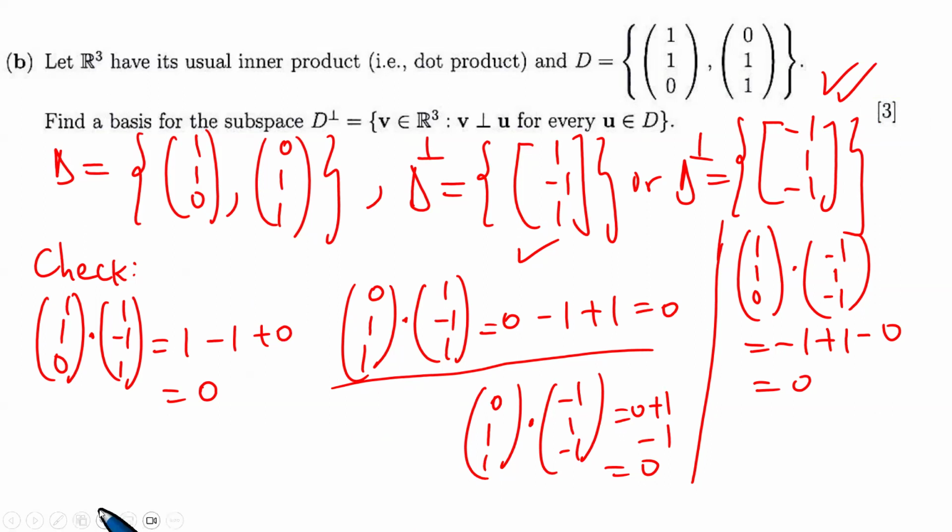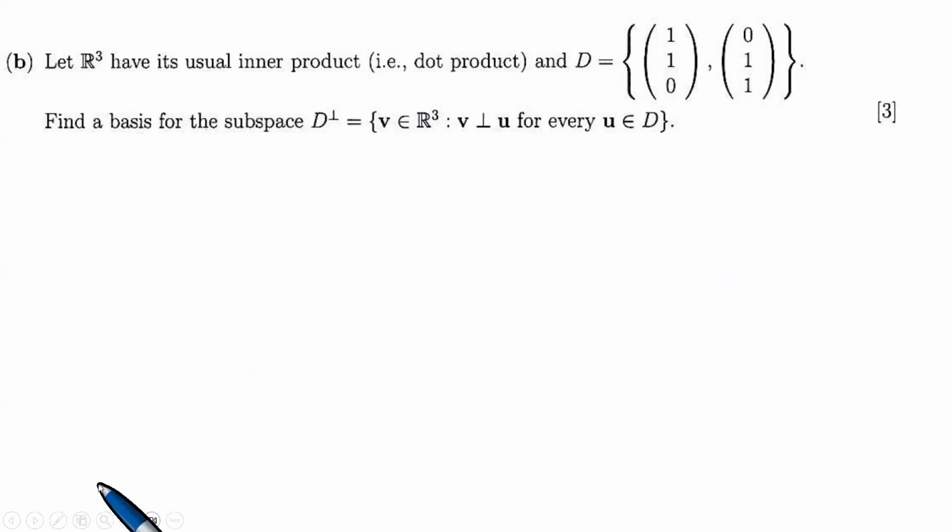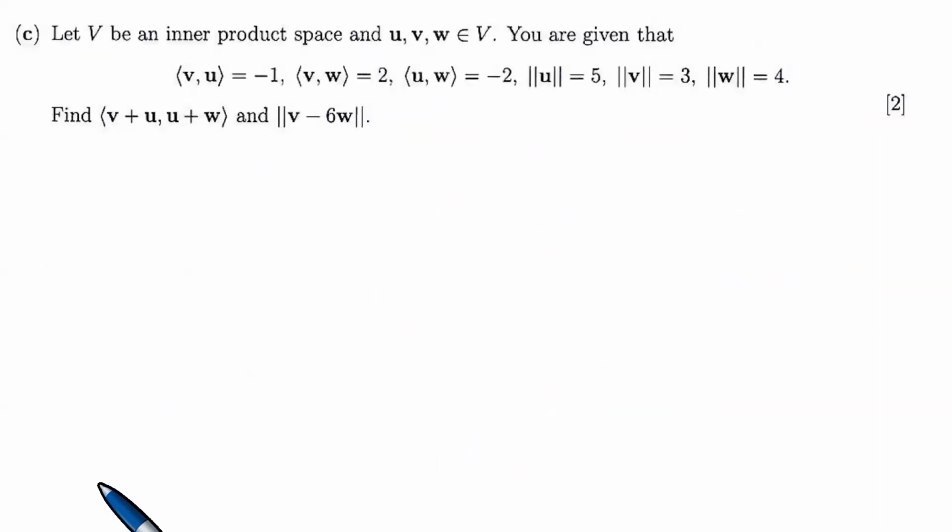Let us check the next question. The next question is part C. This is the one I was talking about, where they have put some things here, like V plus U and U plus W. And obviously they need the length, but the length is not the usual one.